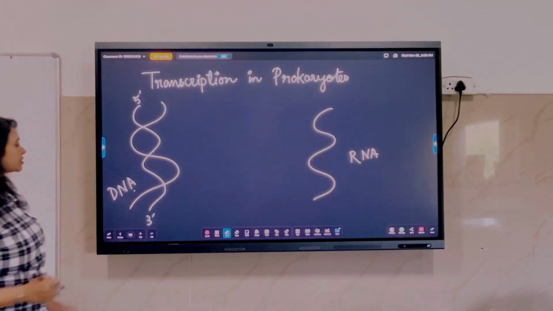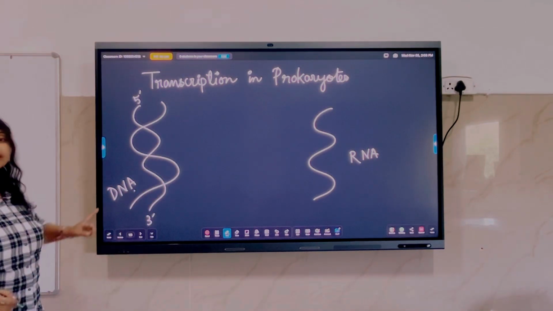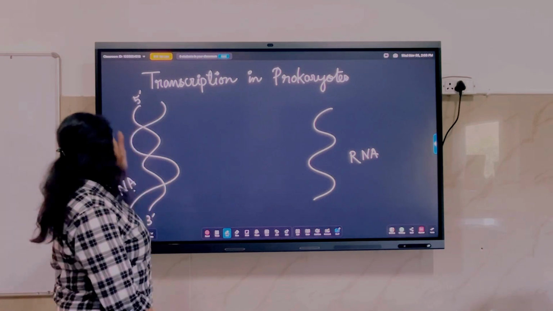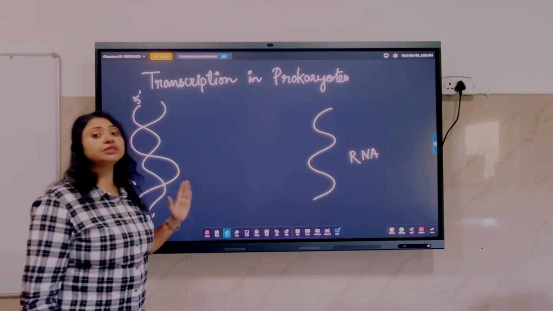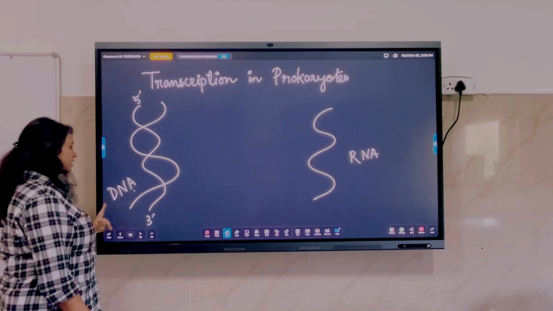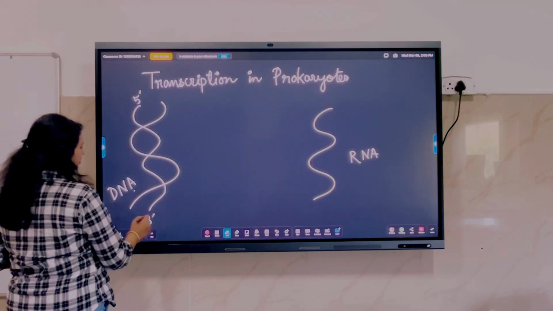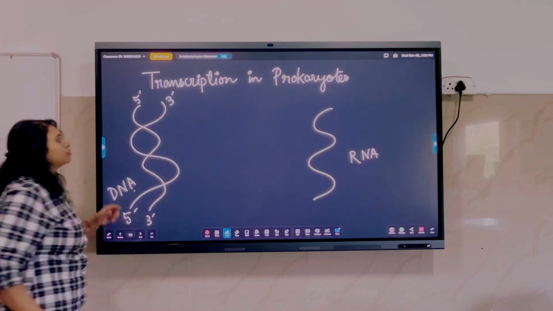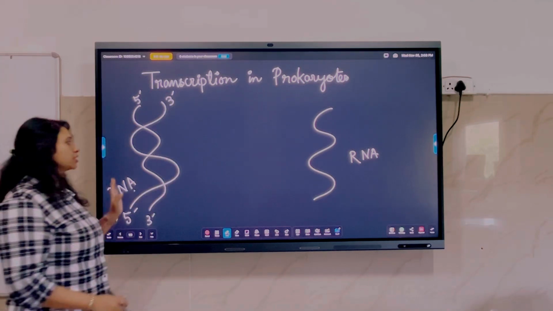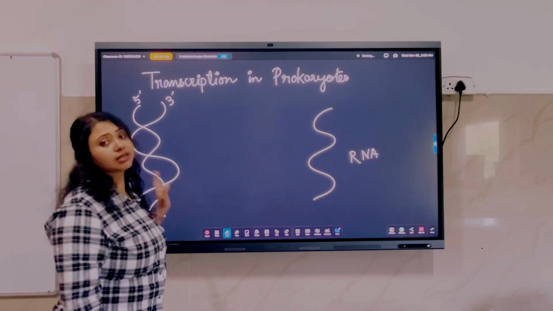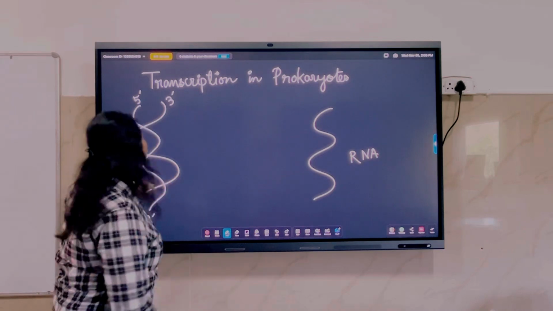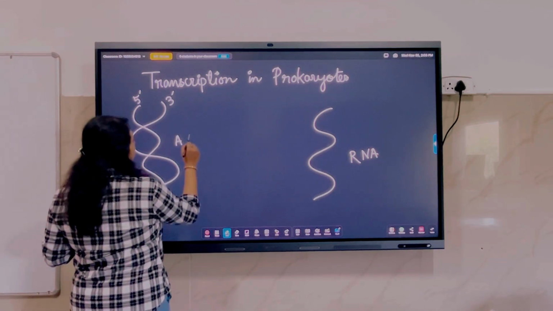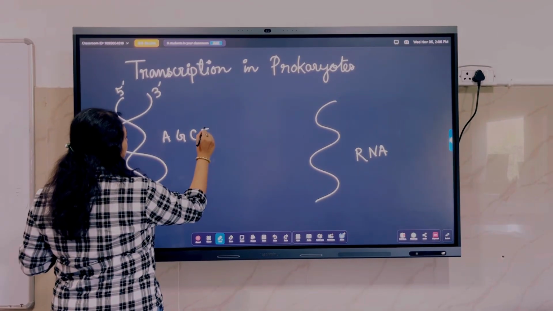What did I tell? Right now I have mentioned DNA has anti-parallel double strands. So if one is 5' to 3', the other is 3' to 5'. So this is the direction. And what are the nitrogenous bases we can find here? These are adenine, guanine, cytosine and thymine.